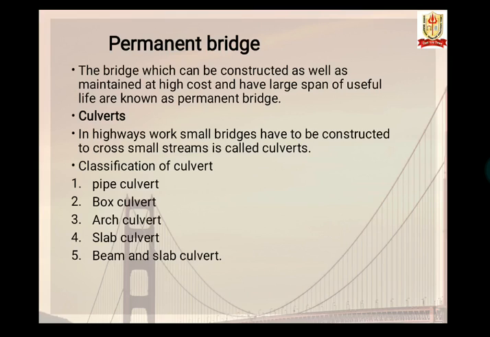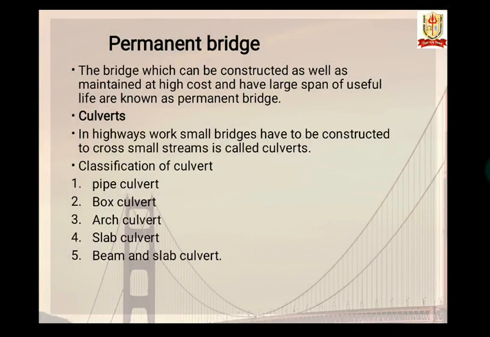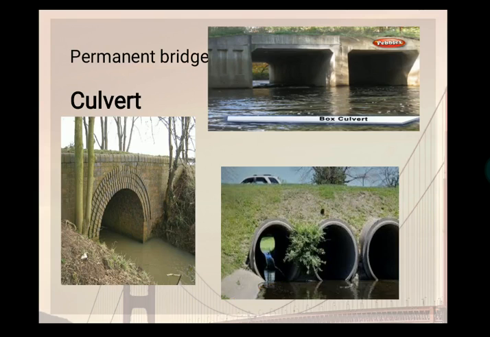Next is the permanent bridge. The bridges which are constructed as well as maintained at a high cost and have a large span of useful life are known as permanent bridges. Culverts. In highway work, small bridges constructed to cross a small stream are called culverts. Classification of culverts: pipe culverts, box culverts, arch culverts, slab culverts, beam and slab culverts.